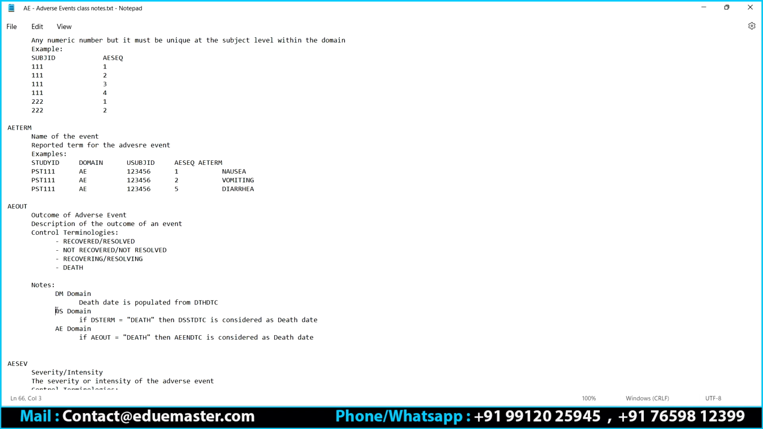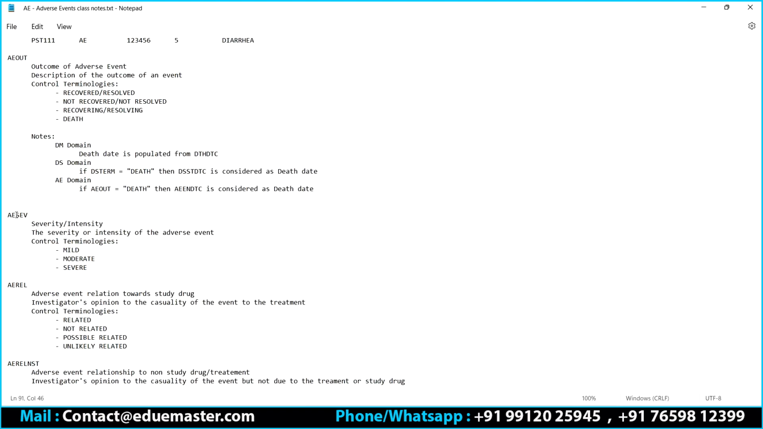Then it comes to the disposition domain. There also you have DS term. If the DS term is equal to death, right, then your disposition start date and time in the character format will be considered as death date, right? Then severity, AESEV, is nothing but the severity, how intense it is, how severe it is. There are 3 values for it: mild, moderate, and severe.